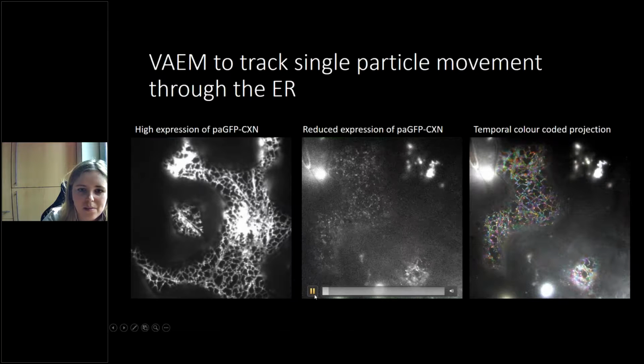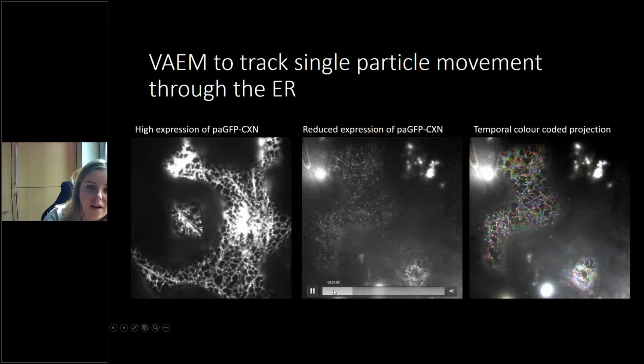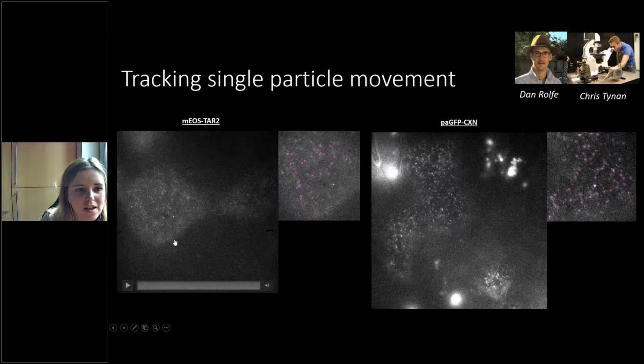Now, if you reduce this expression, you can actually make out the movement of individual particles through the ER. And by projecting where all these particles have been using a color-coded temporal projection, you can actually see the outline and shape of the ER. And so we have been looking into this data. We've been looking into how different proteins move through the ER.